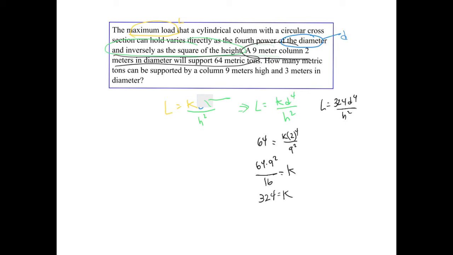And then you answer the question. How many metric tons can be supported by a column 9 meters high and 3 meters in diameter? So it says 3 meters in diameter and 9 meters high. So 3 to the 4th is 81, and 9 squared is 81, so those cancel. So the answer is 324 metric tons.